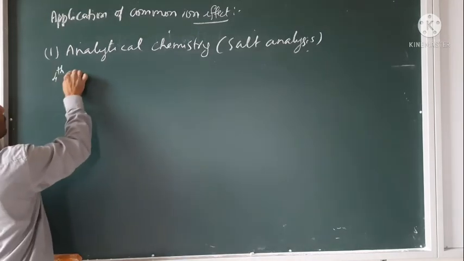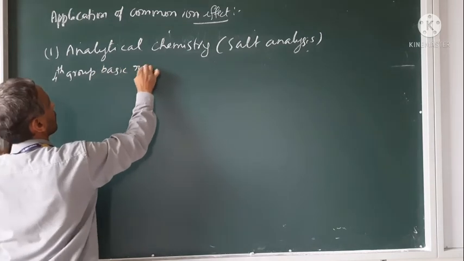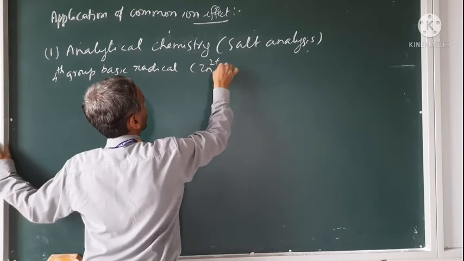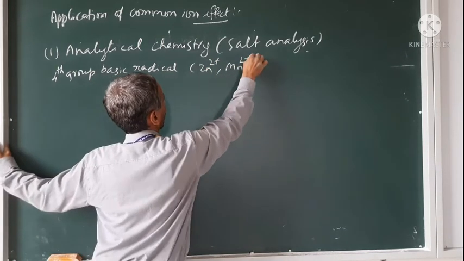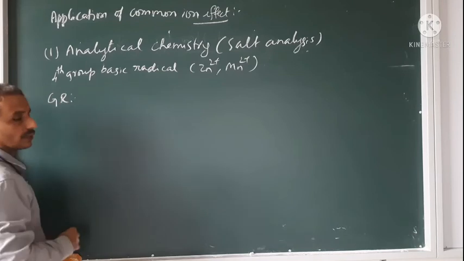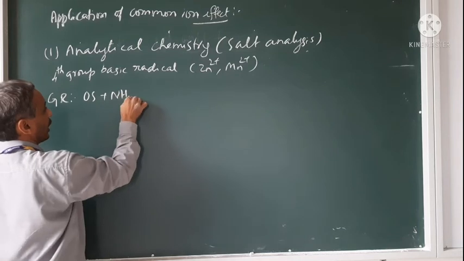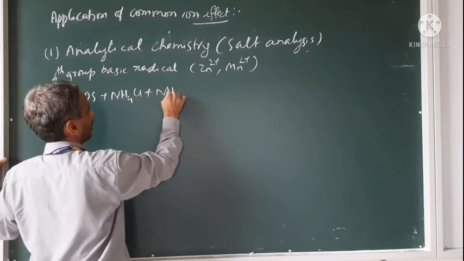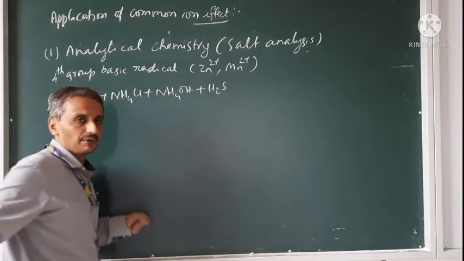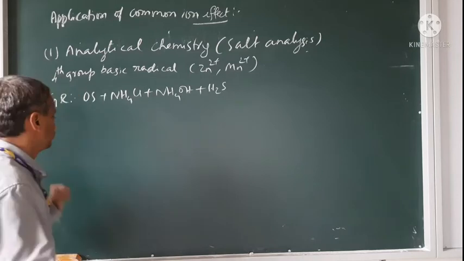Now see here, why does the zinc precipitate in the fourth group? Fourth group, what do you have? We have zinc 2 plus ion, Mn 2 plus ion, etc. What is the group reagent? Ammonium chloride plus ammonium hydroxide, then pass H2S, means hydrogen sulfide is passed in a basic medium.